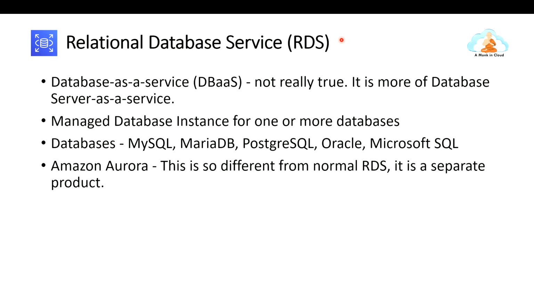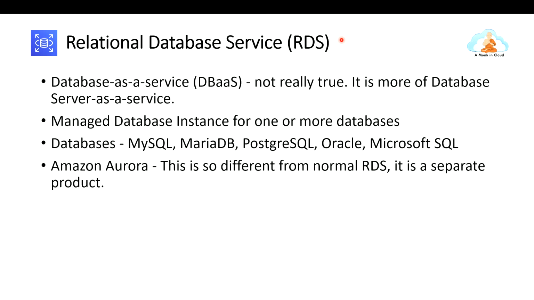What is RDS, Relational Database Service? This is a service offered by AWS, and it is a database as a service, DBaaS. Strictly, we cannot consider this a database as a service. It is more of a database server as a service, but people always call this database as a service, so we also go with database as a service.